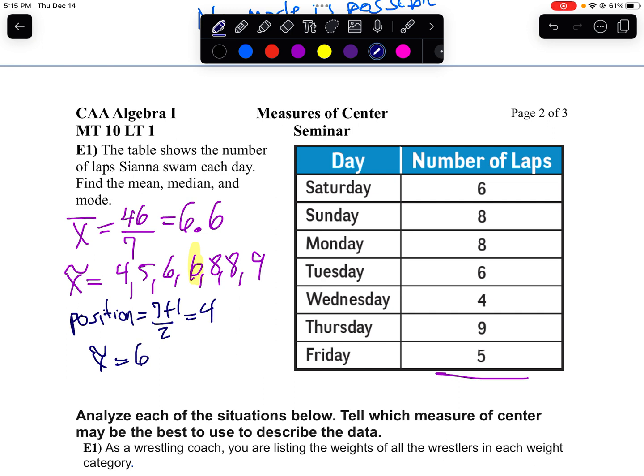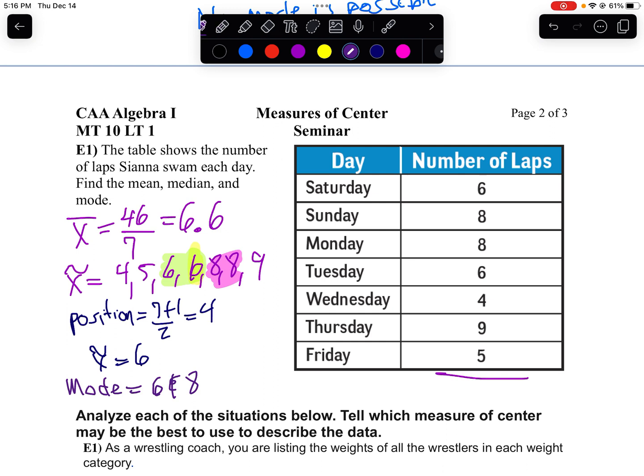Now to find the mode. Notice I have 2 modes. I have 2 numbers that occur more than once. 6s occur twice, and the 8s occur twice. So we're going to say this is bimodal. So then we're going to say our mode is 6 and 8. And there we have it.